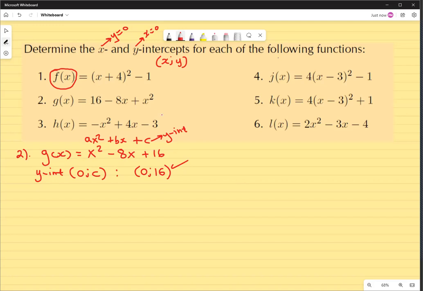Perfect. And ladies and gents, don't confuse c and q. q is in the turning point form. It's not going to be your y-intercept. This is the y value in the turning point, remember.